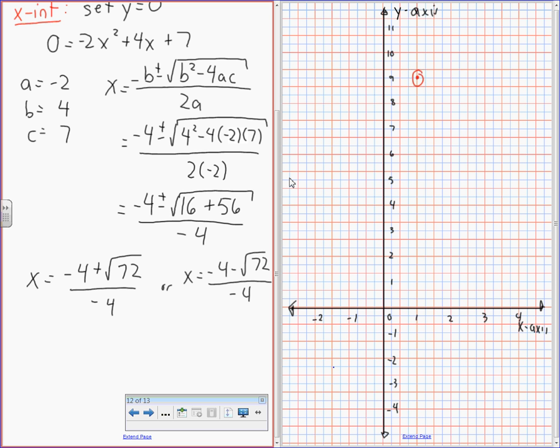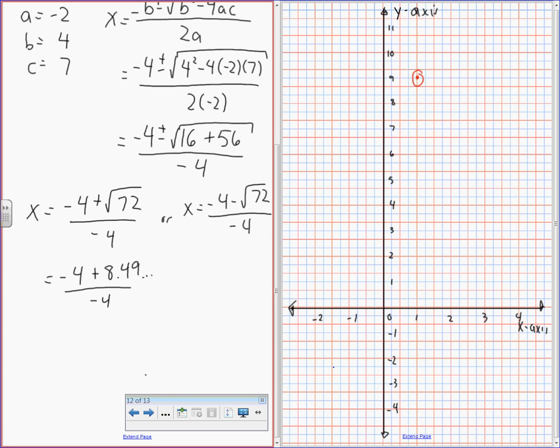All right, Brad, calculator time. The square root of 72 is what? 8.49. I'm assuming there are more decimals, and you'll keep those, of course, on your calculator. This is the biggest example ever, that's all right. So here's going to be x equals negative 4 minus.